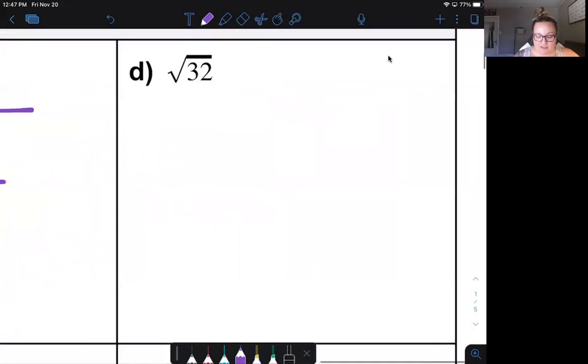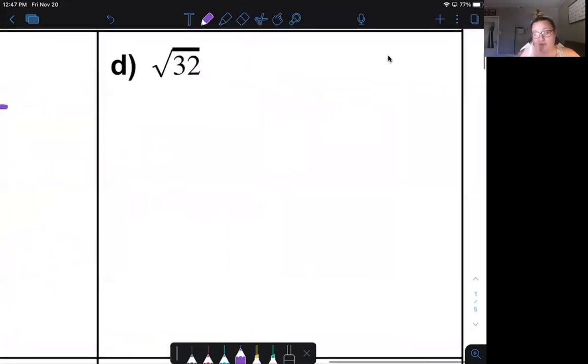Why don't you give part D a shot on your own? So the square root of 32. Break 32 down under the radical into prime factors, and then bring out groups of 2 out in front of the radical, and then leave anything left underneath the radical. Go ahead and press pause and then press play when you're ready to check your work.